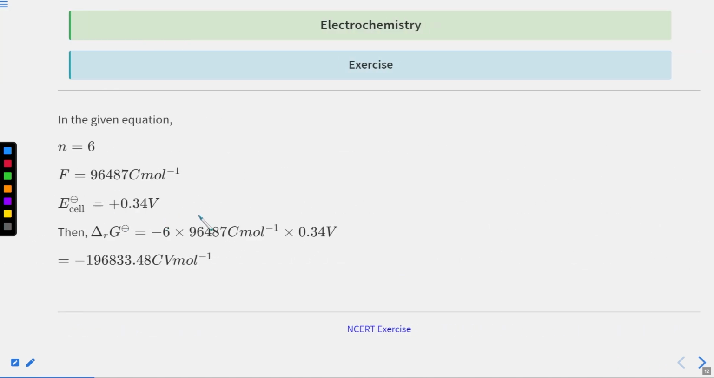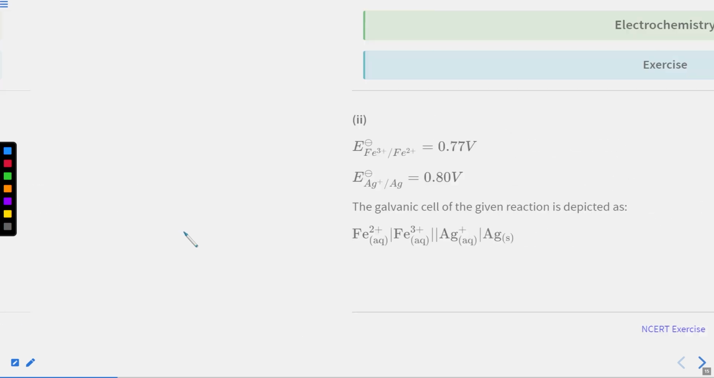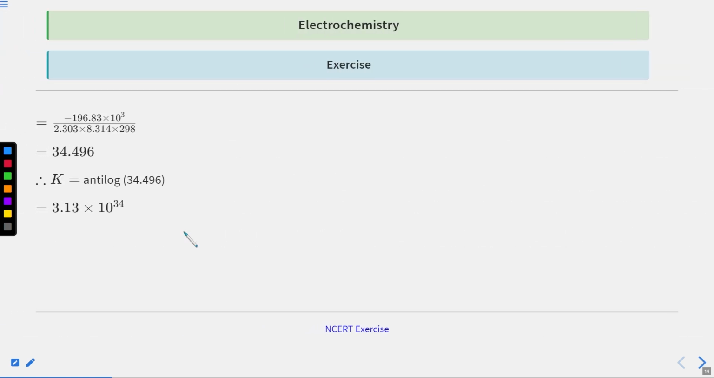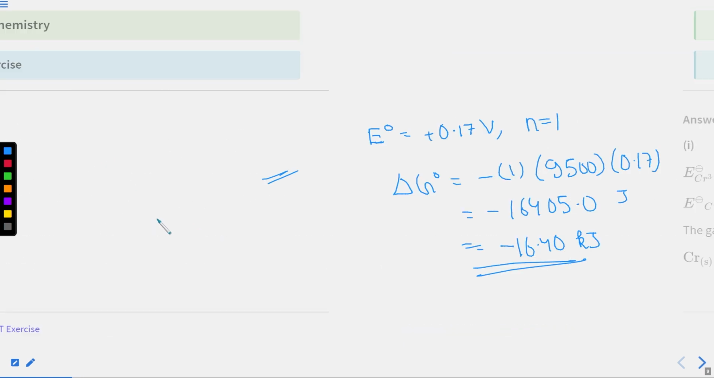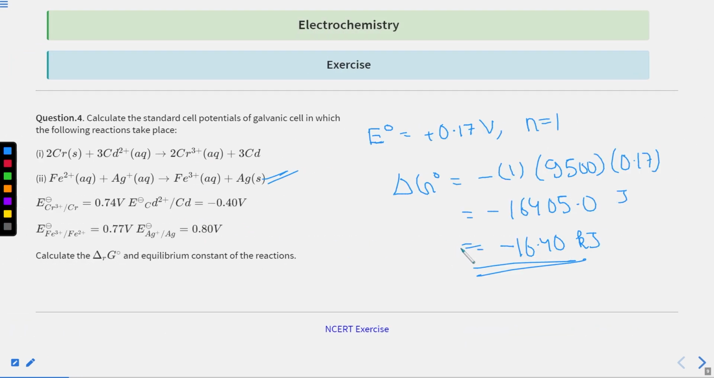Okay, so we have done the same thing. Now let us move to the next question. One more thing here: we have to find the value of K. I'm doing it for the second one. You do it for the first one, right?